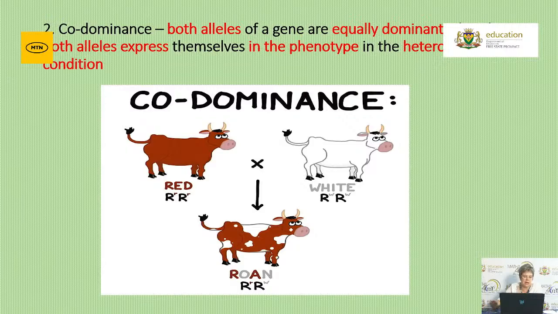So what happens in the exam, maybe you have stage fright or exam jitters or whatever, and then you say both alleles are equally dominant and both are equally expressed in the phenotype. They are not equally expressed in the phenotype. Both alleles are expressed in the phenotype in a heterozygous condition. That means if the genotype is heterozygous, it will be expressed. So both alleles of the gene are equally dominant. So at codominance, they are equally dominant and they are both expressed in a heterozygous condition.